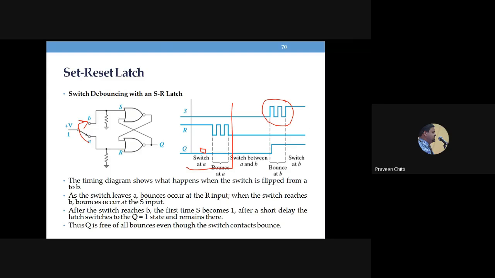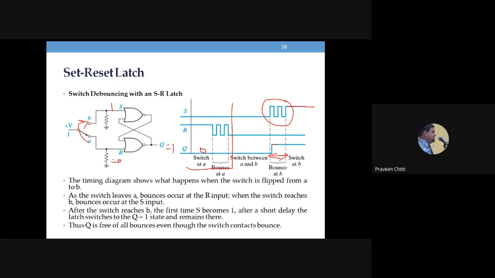So S will become 1, again it becomes 0, 1, and then finally it settles down to 1, because we are connecting this switch to B. So this is called the bounce interval. During this bounce interval, what happens? Whenever S becomes 1 and R is 0, what will be the output of the latch? Q becomes 1, right? R is already 0, and momentarily you are making S equal to 1. So R equal to 0, S equal to 1 sets the latch, and you will get Q output equal to 1.